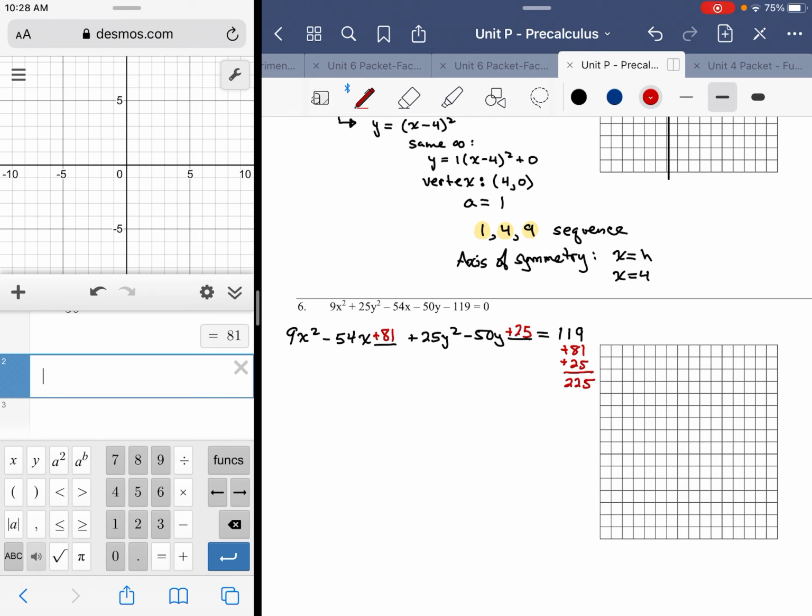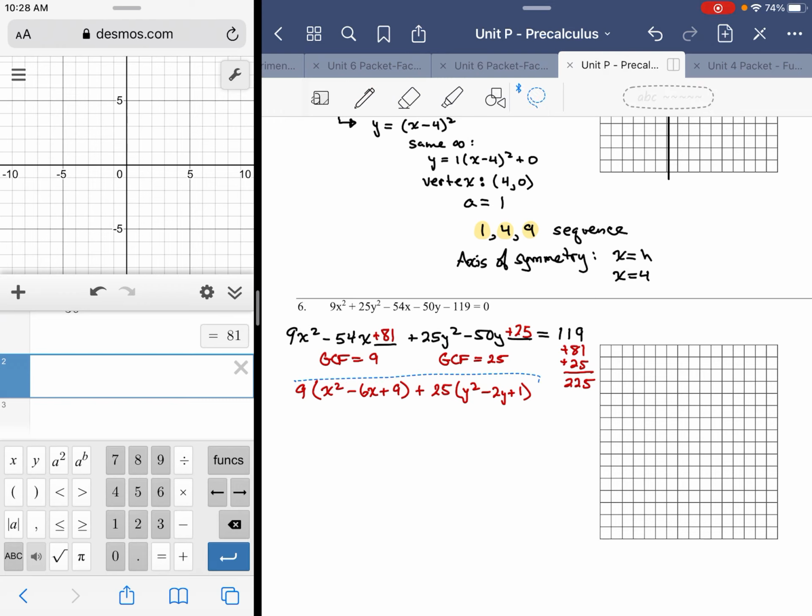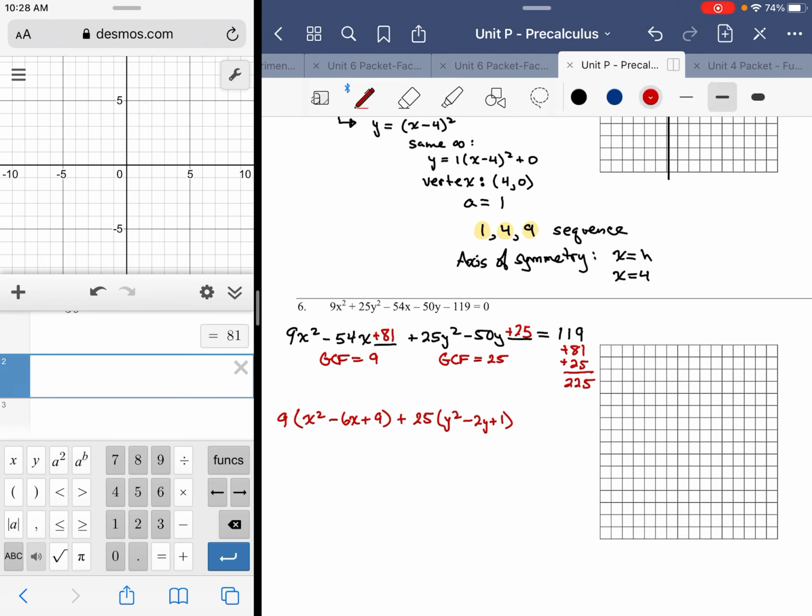The left-hand side, we can factor out a GCF of 9. Over here, I can factor out a GCF of 25. So 9 times x squared minus 6x plus 9, plus 25 times y squared minus 2y plus 1, is going to be equal to 225. All right, then I can divide everything by 225.